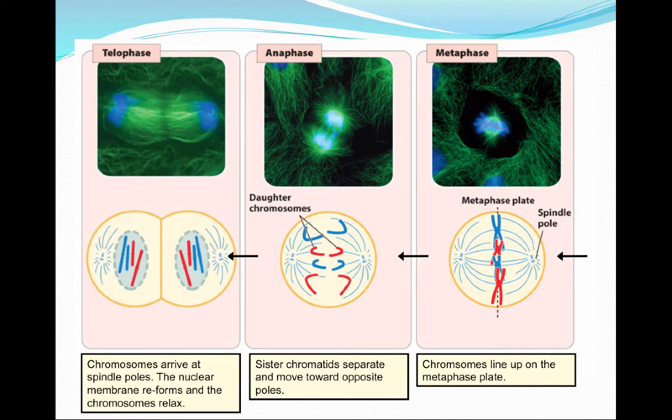And finally, in mitosis, we end with telophase. And telophase is where the chromosomes are going to arrive at the spindles or at the poles, and the nuclear membrane is then going to reform. Cytokinesis is going to take place, and we're going to get two, not necessarily new cells, but two cells where we only had one in the past.